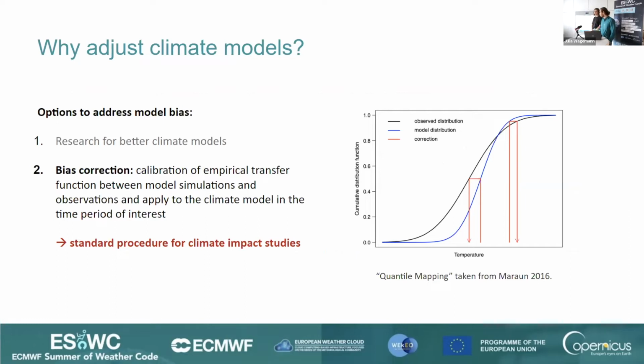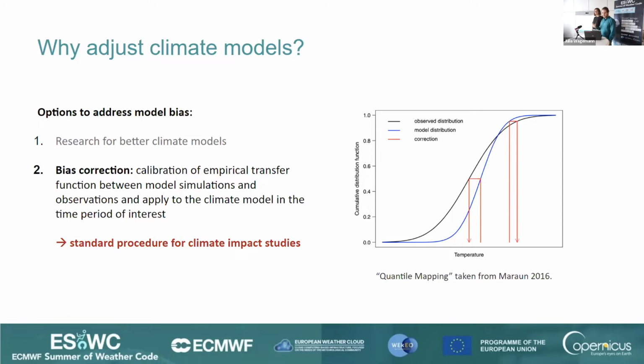However, research in climate models is quite costly, and we would still like to use state-of-the-art climate models to learn about climate impacts, to do research about how climate change is going to affect us. So one tool that's become quite standard for climate impact studies is so-called bias correction, where we adjust the biases inside the model output. So we don't fix the model fundamentally, but we try to adjust the output to put it closer to observations.